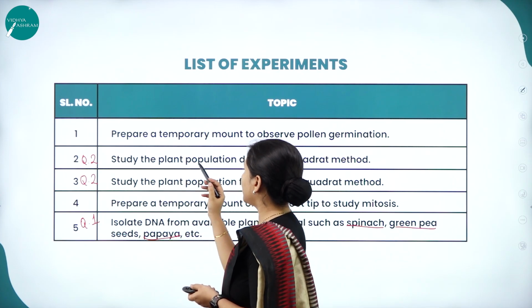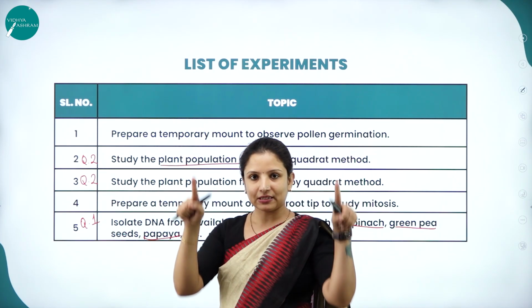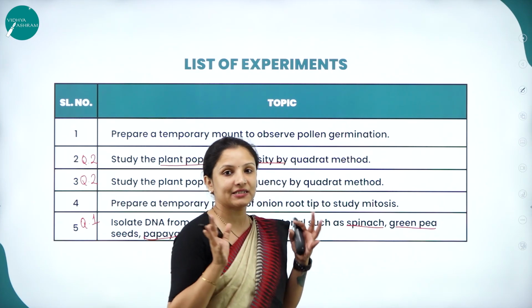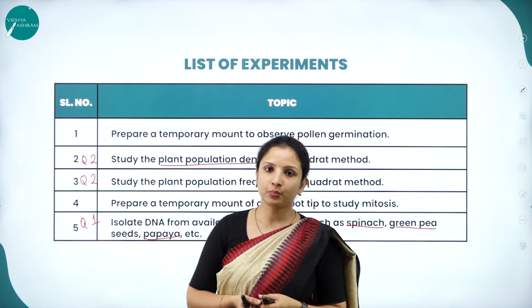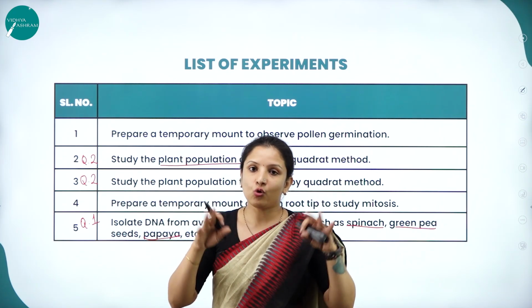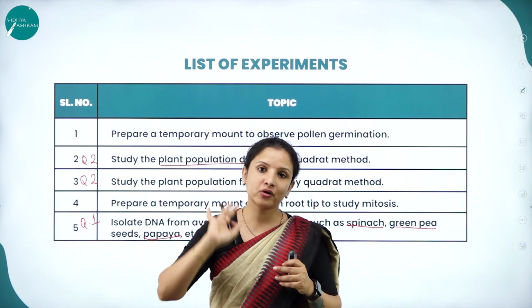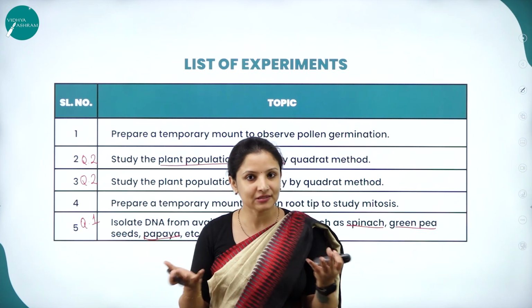You'll get study the plant population density by quadrant method. The quadrant method is nothing but a square. Say, for example, there is a forest with n number of trees. Can you just stand in one place and count the trees? No, not possible. Can you go inside and count the trees from one corner to the other? No. Why? Because the trees are not planted in the forest in a straight line.